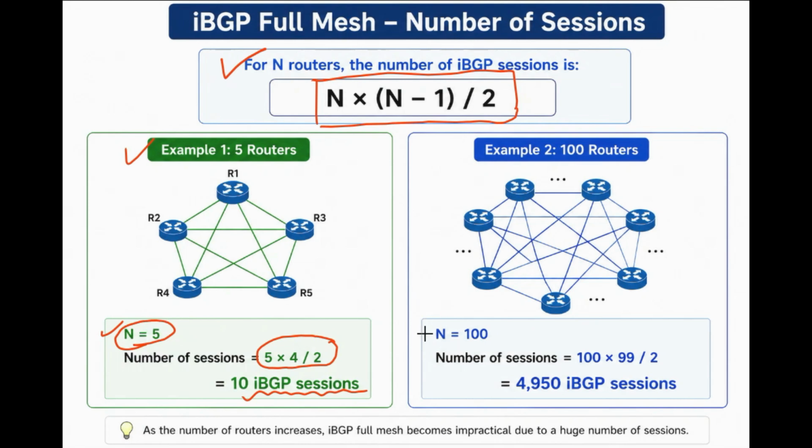And if you have 100 routers, your calculation comes to 100 x 99 / 2, which is equal to 4950 iBGP sessions. As the number of routers increases, iBGP full mesh becomes impractical due to the huge number of sessions required.